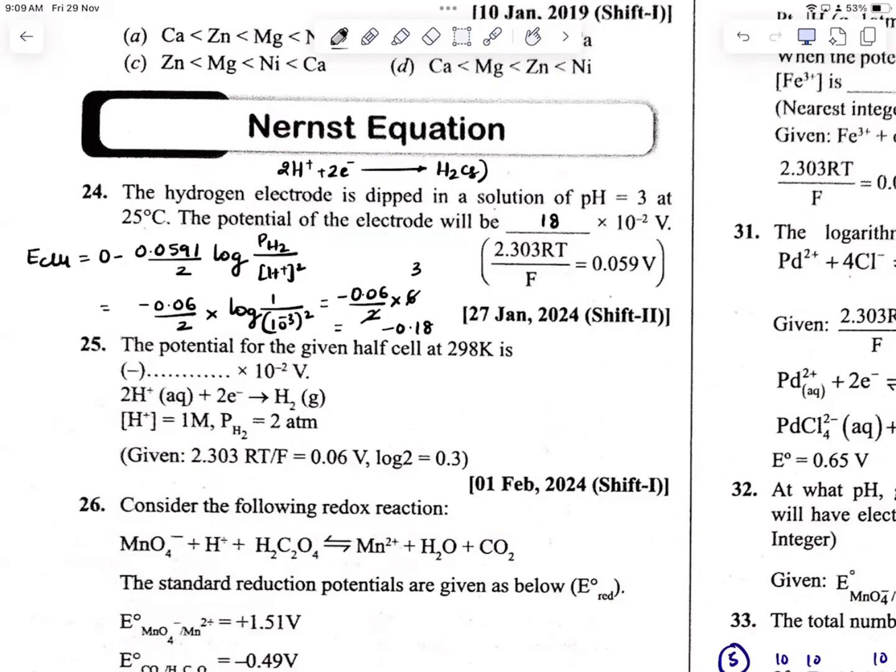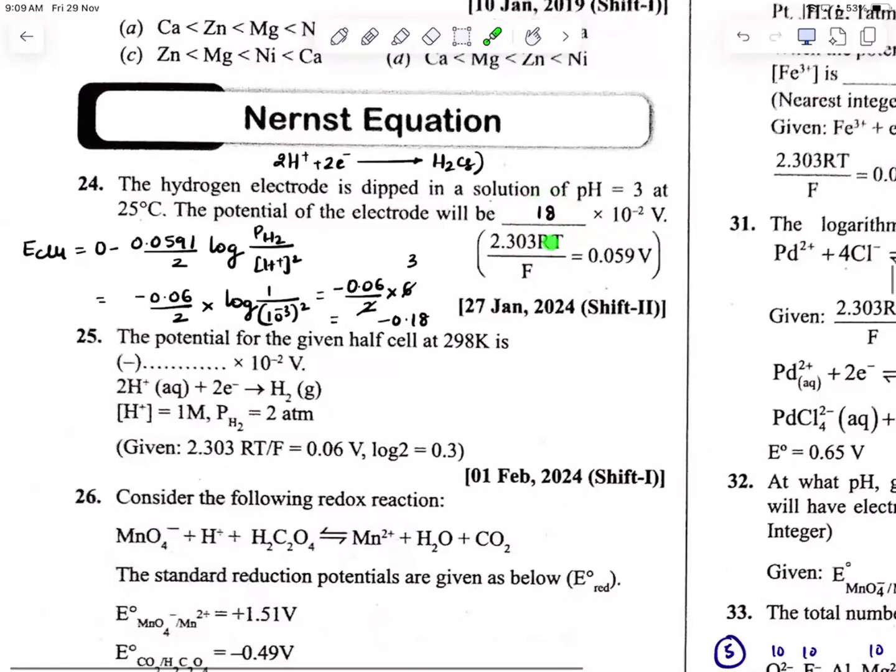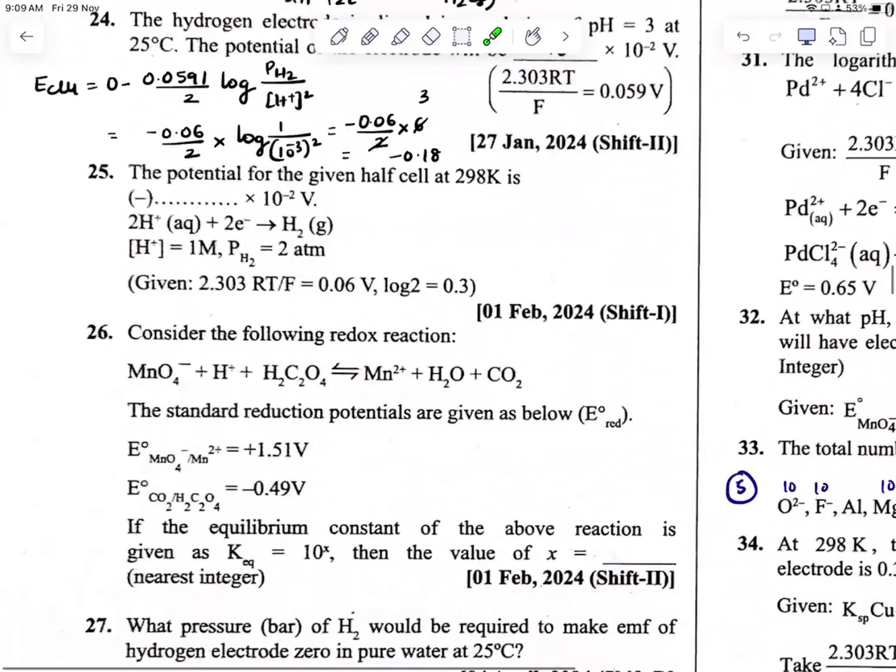Okay. See, they smartly didn't mention whether it is reduction or oxidation, but you have to always think in terms of reduction and do it. Even if you put oxidation also, no problem. Just that instead of minus 18, you'll get plus 18. But the answer would remain the same. Okay, see the next question.